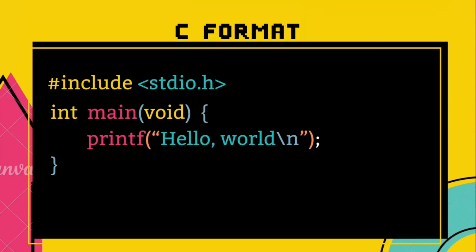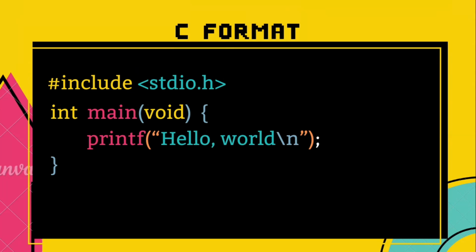Now let's understand a few fundamentals of the C programming language. So this is the format needed to run code in C. Hash include inside angle brackets stdio.h, then int main inside parentheses void, then inside curly braces printf inside parentheses, and then the text that you want to print. At the end, make sure to include a semicolon.